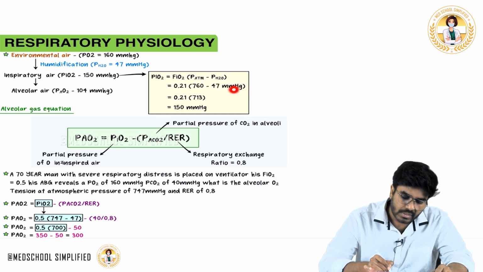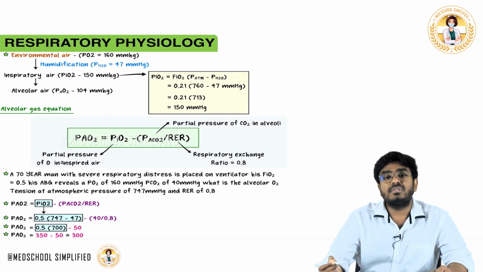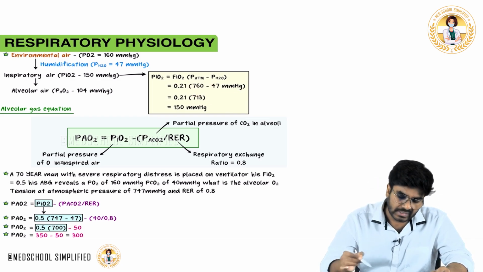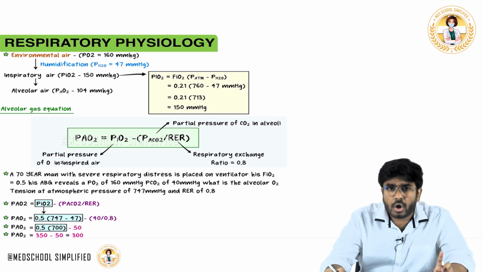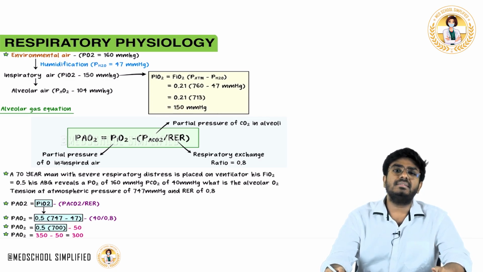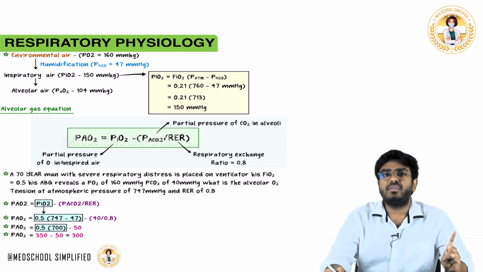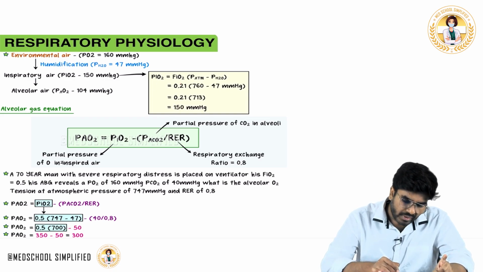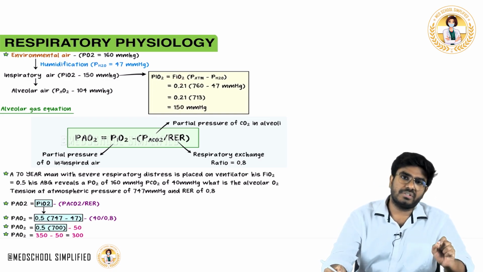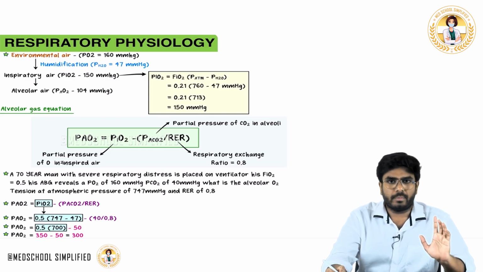So 0.21 into 713, since 760 minus 47 is 713. So 0.21 into 713 is 150 mmHg. So the partial pressure of oxygen in the inspired air is 150 mmHg. The formula for PiO2 is FiO2 into atmospheric pressure minus water vapor pressure.